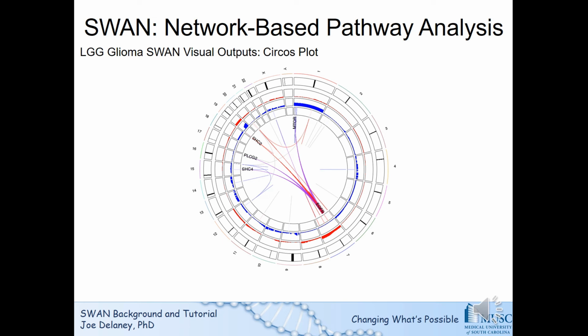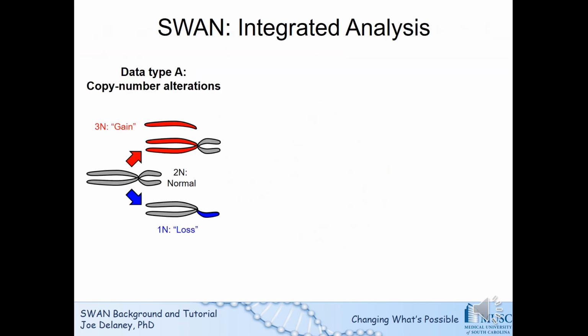Lastly, there's a Circos plot. This helps you know whether or not the network is drawn from genes on different chromosomes. This is available for human data and can help you identify exactly where your positive and negative hits are.